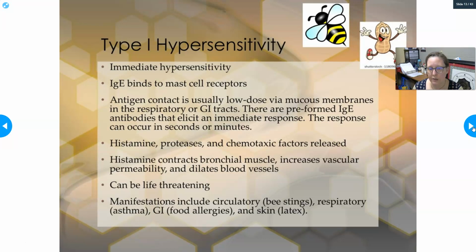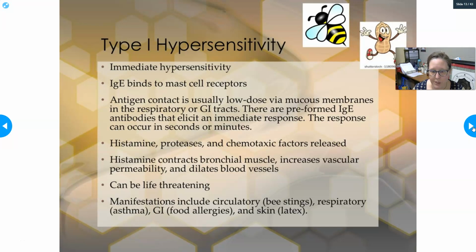The histamines contract the bronchial muscles, making it more difficult to breathe, possibly closing the airway. It increases vascular permeability, meaning things are going to leak out of the blood vessels and cause swelling. It also dilates the blood vessels, so there'll be lower blood pressure, but also increased blood supply to certain areas. This can be life-threatening. You can get complete loss of breathing. You can get major circulatory collapse.